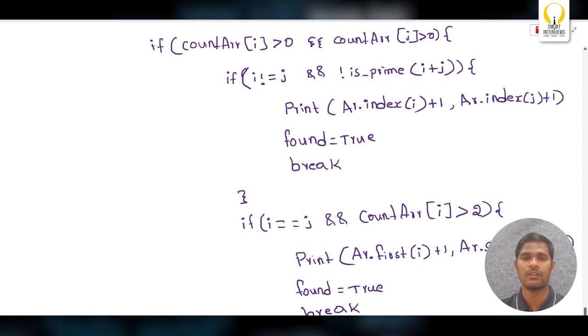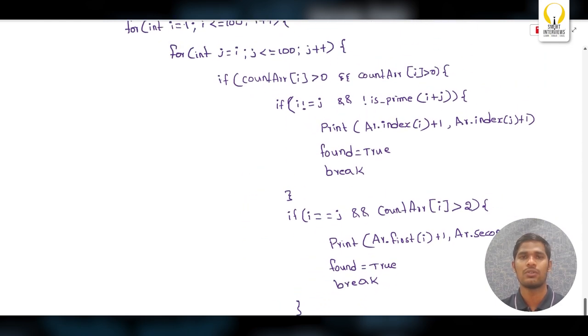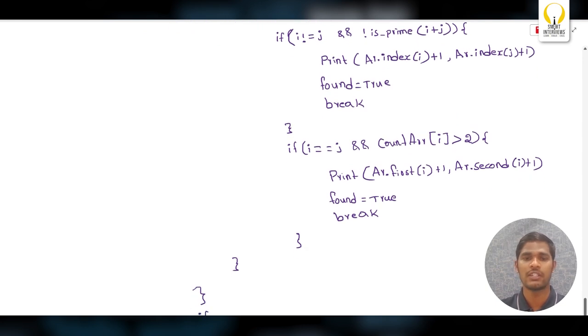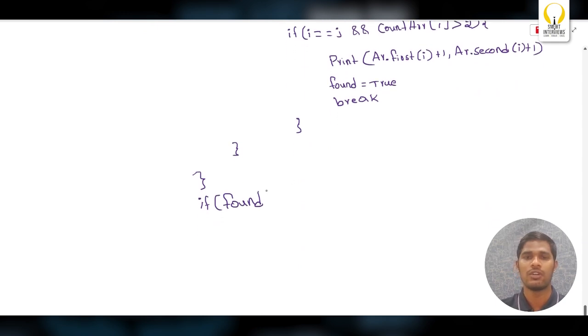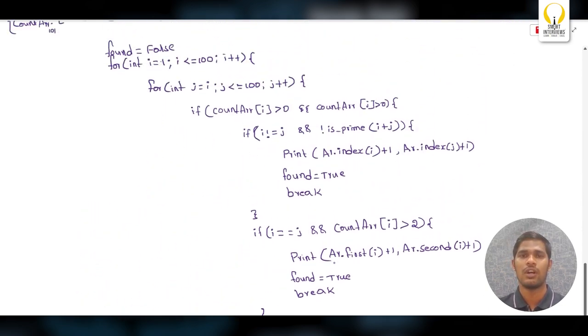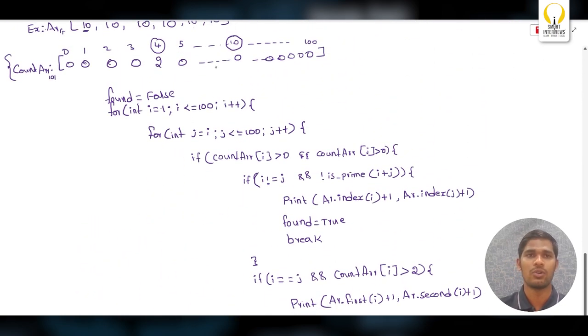And we'll break it. So once you break this inner for loop, we'll check the condition, if found, break the outer for loop. After the outer for loop, if found is equals to false, that means we have not found any valid pair, print -1. We have to print the -1. I hope the code is clear.